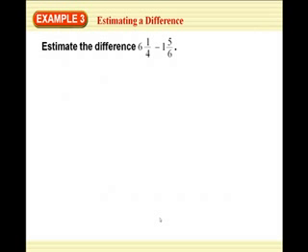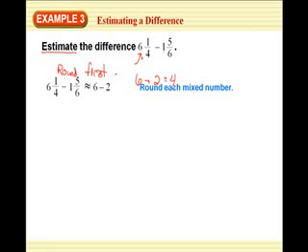Here we go. Estimate the difference. Just like we've done before with whole numbers, whenever you see the word estimate, you always round first. Don't round at the end, round first. So take this number, 6 1/4. Is it closer to 6 or closer to 7? That's less than a half, so we're going to round it to 6. 5/6 is almost a whole thing, so that rounds to 1, which makes it 2. So 6 minus 2 is 4. They're rounding them, and then they get 4.